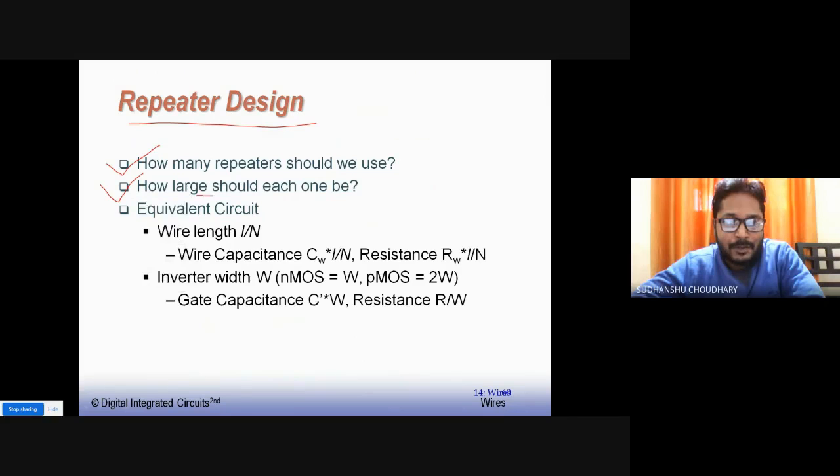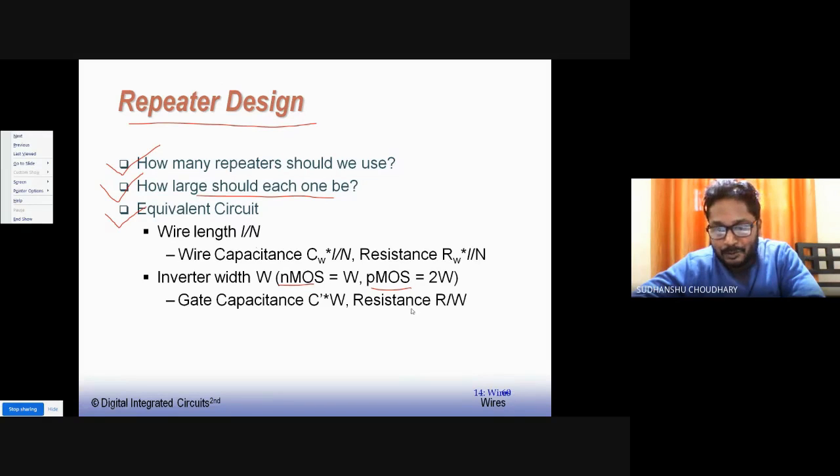So how large it should be, we'll see later. And then the equivalent circuit of these repeaters. These equivalent circuits will obviously have NMOSes and PMOS. So sizing a repeater, how large the repeater should be, means we want to size the NMOS and PMOS which are inside these repeaters, right? When you size NMOS or PMOS, then capacitance and resistance also scale. So that also we have to consider while designing or sizing a repeater.